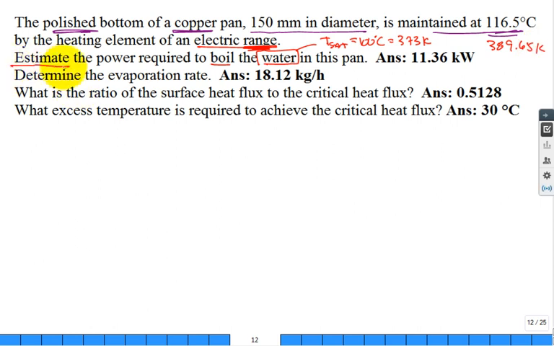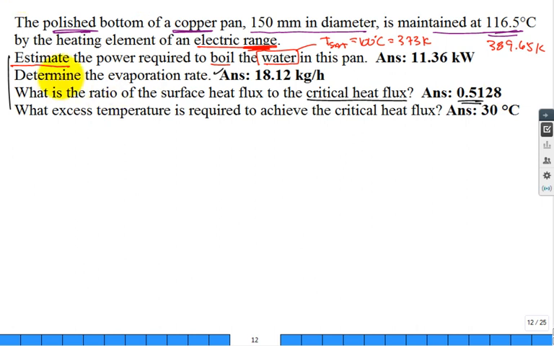All right. How are we going to solve for the first part? What is the power required to boil the water in the pan? It's just like a lot of engineering. They spend a little time showing you some equations, and then they say apply the equation. And so we're probably going to be in a nucleate boiling regime. We're probably not at the maximum, because if I look down here, they say determine the evaporation rate. Okay, what is the ratio of the surface heat flux to the critical heat flux, meaning that if you're at that or above, you're not at nucleate boiling. And the answer is about 50% of the way. So we're in the nucleate boiling range. But you don't even need to solve these. You would just assume that you're in the nucleate boiling regime.